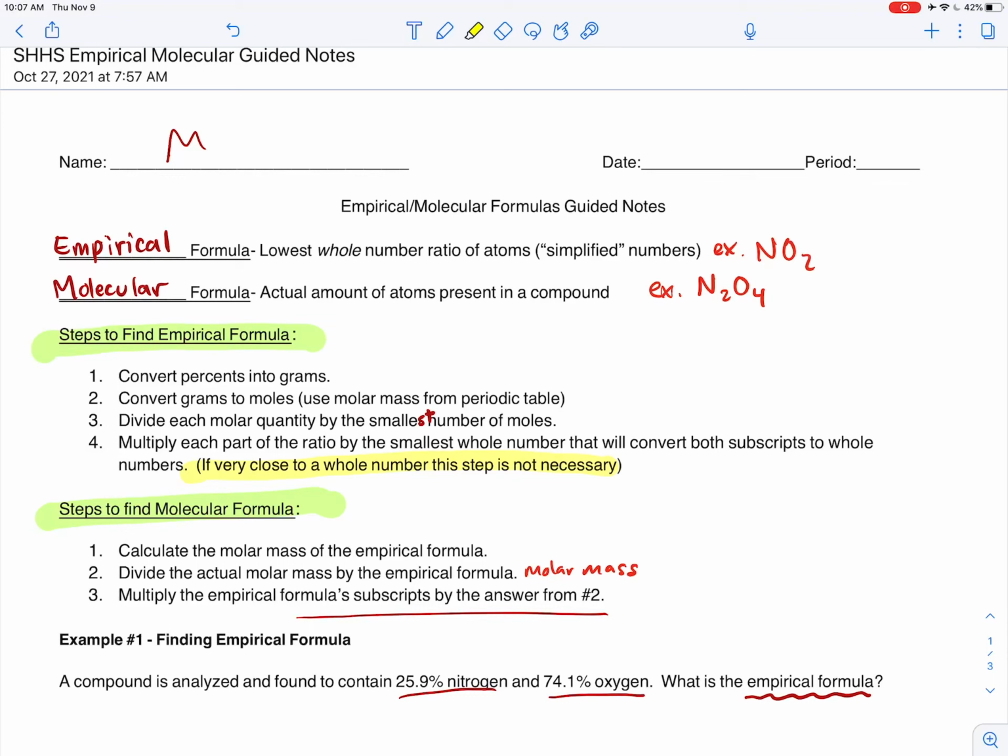Hi everyone, today we are going to learn how to determine the empirical and molecular formulas. In this video, I'll go over how to do that.